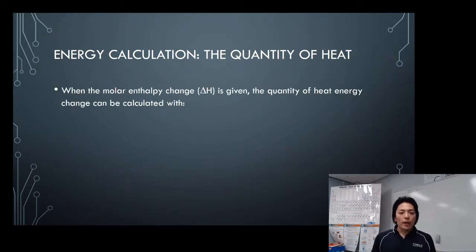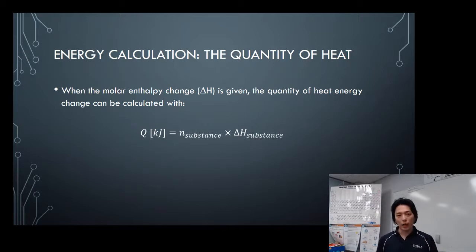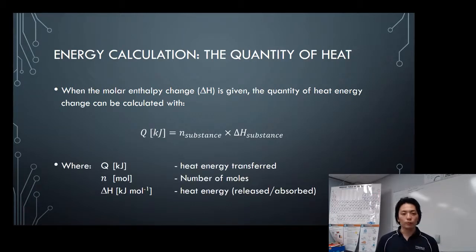So when the molar enthalpy change, delta H, is given, the quantity of heat energy change can be calculated. That's what you saw just then. Q in kilojoules equals number of moles times delta H, which is in kilojoules per mole. And here are the details, so you might want to pause and copy that down.